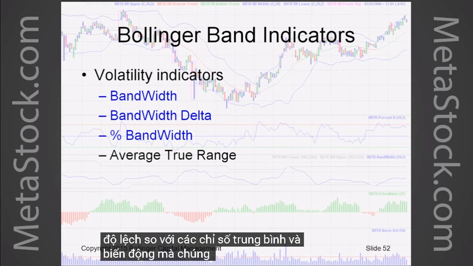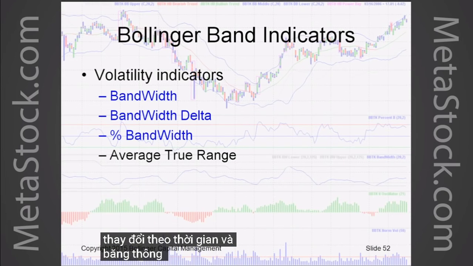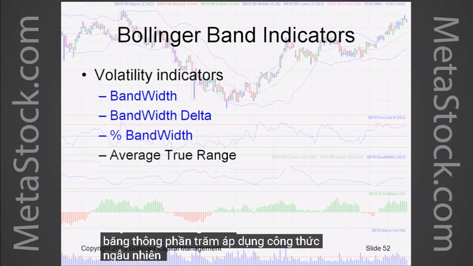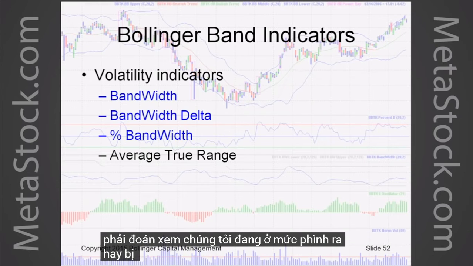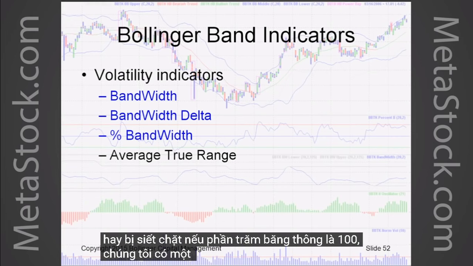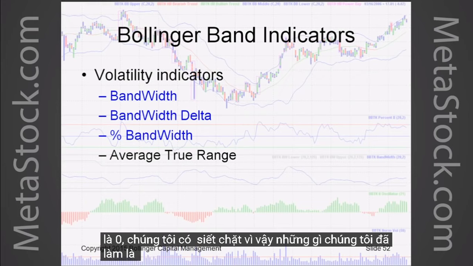In volatility indicators, we have bandwidth and bandwidth delta. You've already met bandwidth. You know that it tells you how wide the bands are. Bandwidth delta simply tells you how bandwidth is changing across time. And percent bandwidth applies the formula for stochastics to bandwidth, so we no longer have to guess whether we're at a bulge or a squeeze. If percent bandwidth is 100, we have a bulge, and if percent bandwidth is 0, we have a squeeze. So what we've done is scale bandwidth with 125 period stochastic.